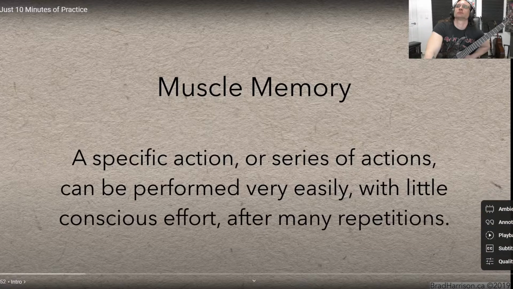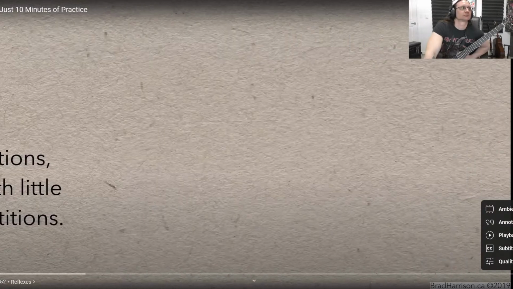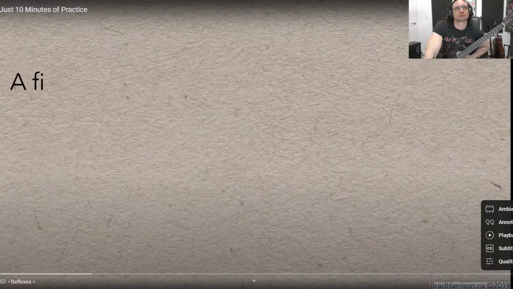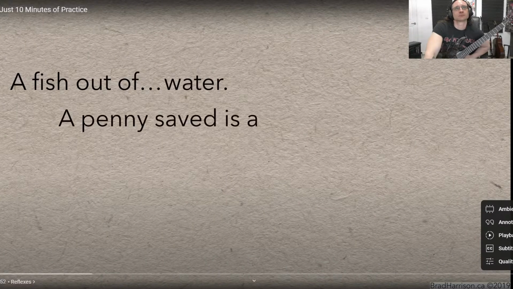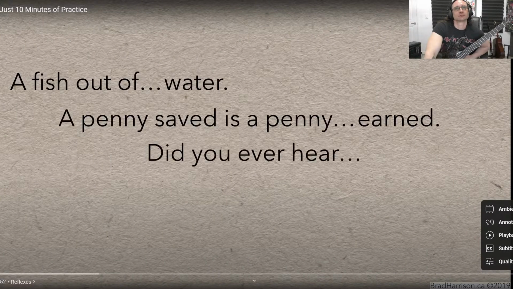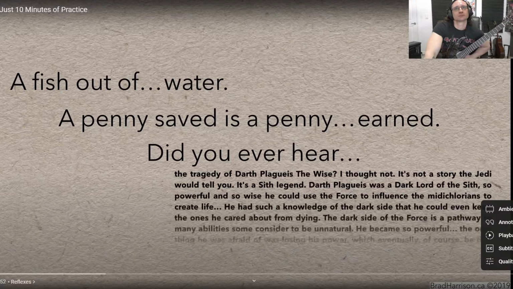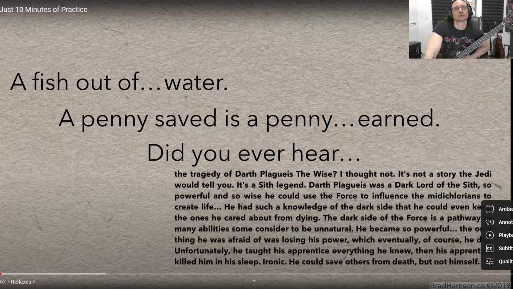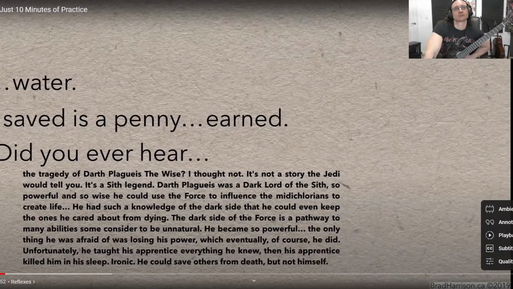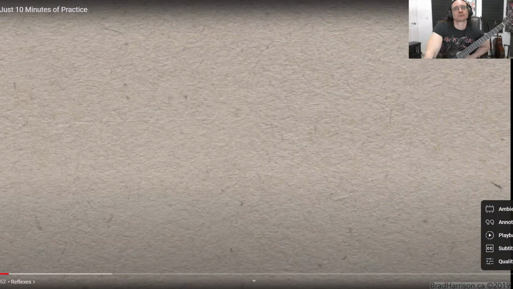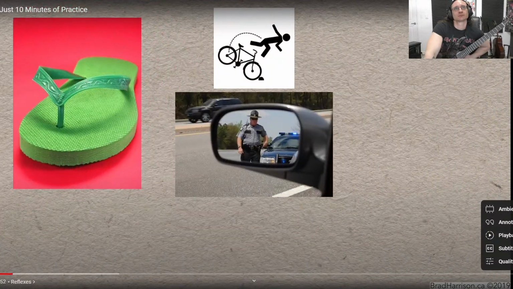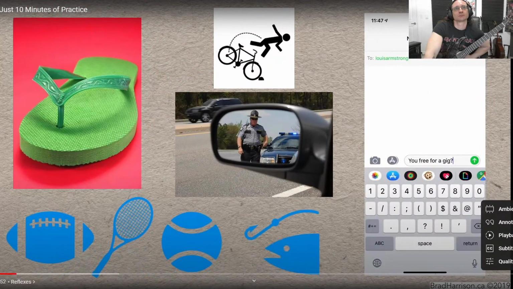We memorize and reproduce catchphrases and cliches effortlessly and without intention. If you're given the cue, your brain can't help but complete the phrase, like a fish out of water. A penny saved is a penny earned. Did you ever hear the tragedy of Darth Plagueis the Wise? Maybe you didn't mean to learn this reflex, but it happened all the same through repeated exposure. Some skills take a bit more conscious effort to acquire, but become incredibly easy. Things like tying your shoes, riding a bike, driving a car, typing on a keyboard, and a huge variety of sporting skills.